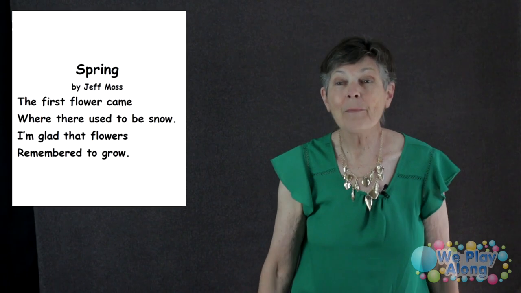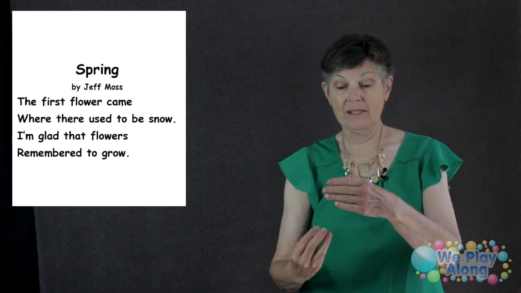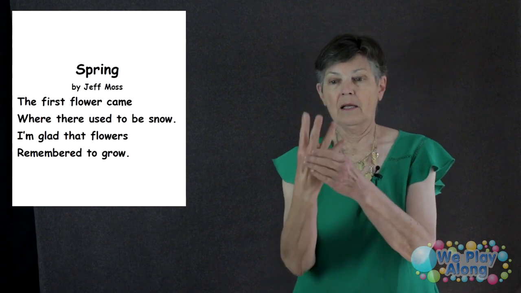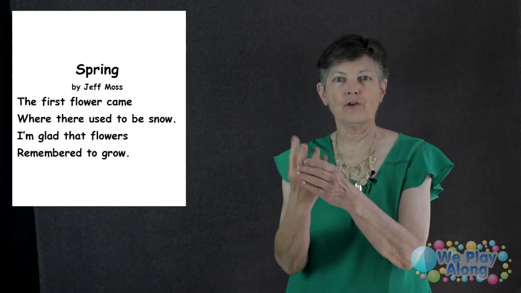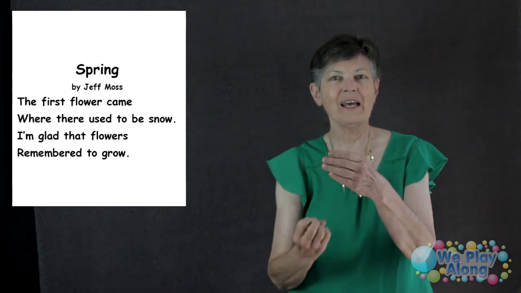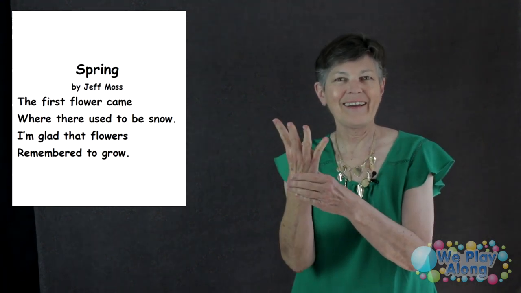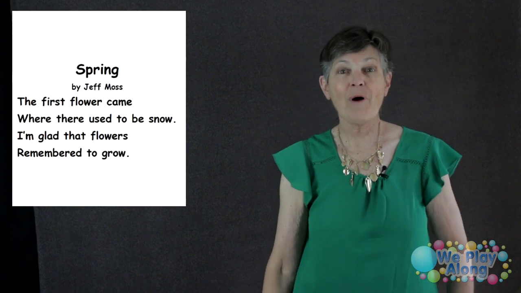Our next poem is called Spring. Now, the sign for spring is you do like two flowers or two things are growing out of the ground. Okay, so this would be our sign for spring. And it was written by Jeff Moss.